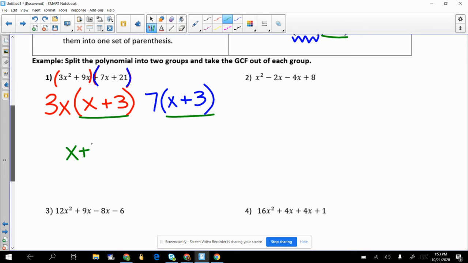So that is definitely one of my factors. And then I have 3x and a positive 7. So I'm going to write that one as 3x plus 7. And voila, I'm done. I have my factors, and that is my answer.